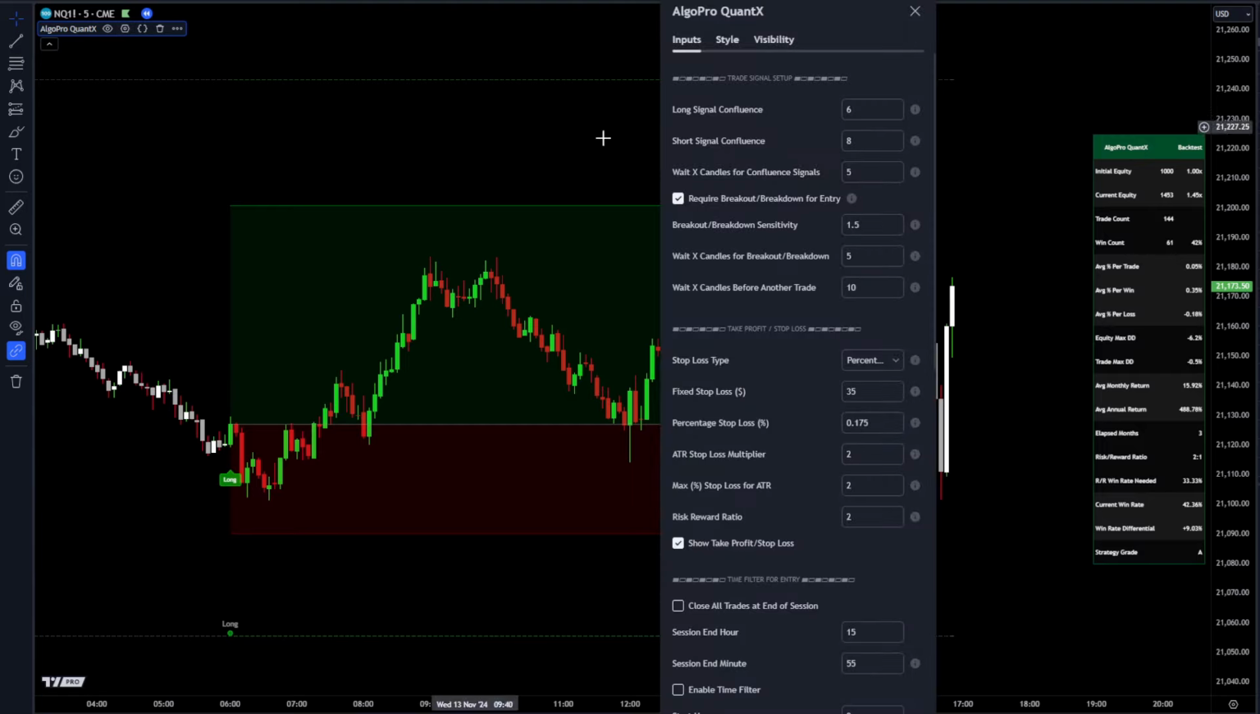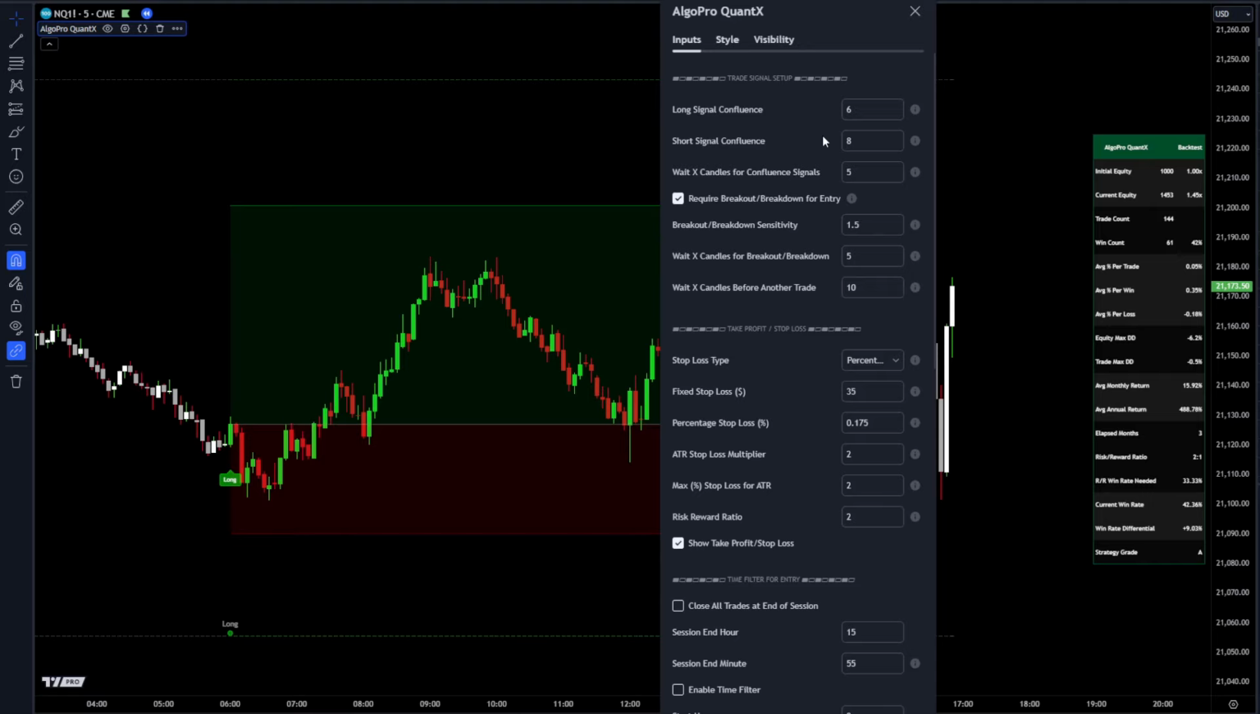So if you go to the settings here, you'll see the way these signals work is we use confluence for our entries. So confluence is you need multiple indicators or technicals to trigger together to signal an entry point. So for longs here on the default settings, we need 6 of those to trigger together to open a long, or 8 together to open a short. So if an asset usually trends bullish more than it does bearish, you may want fewer long signal confluences than you would short, which we have here.